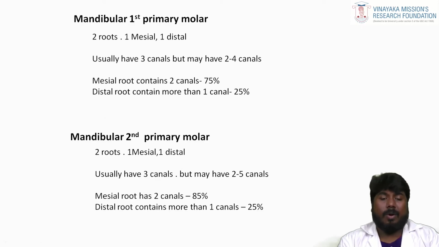Mandibular first primary molar: 2 roots, 1 mesial and 1 distal. Usually 3 canals, but may have 2 to 4 canals. The mesial root contains 2 canals in 75%. The distal root contains more than 1 canal in 25%. Mandibular second primary molar: 2 roots, 1 mesial, 1 distal. Usually 3 canals but may have 2 to 5 canals. The mesial root has 2 canals in 85% of cases. The distal root contains more than 1 canal in 25% of cases.